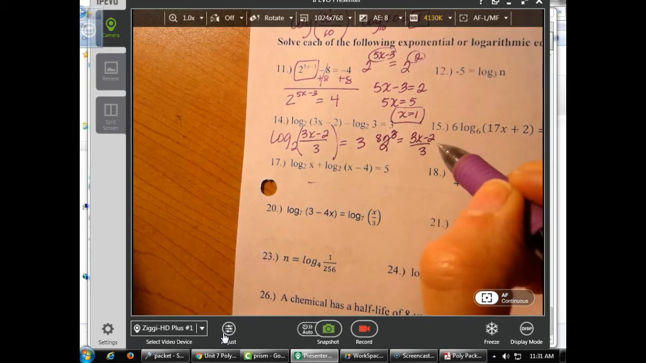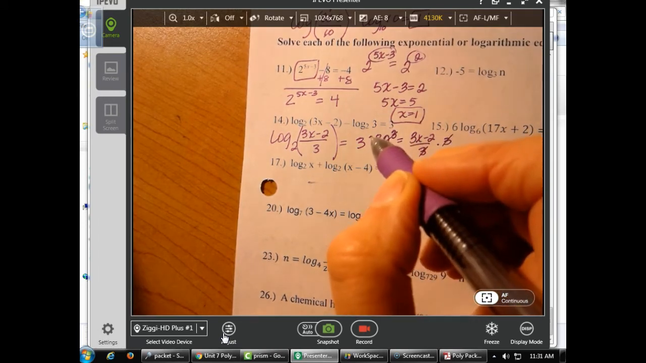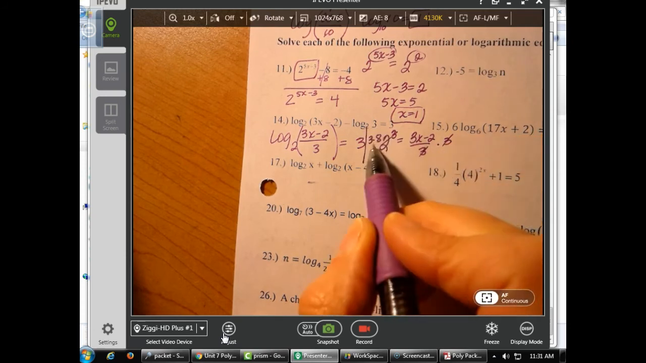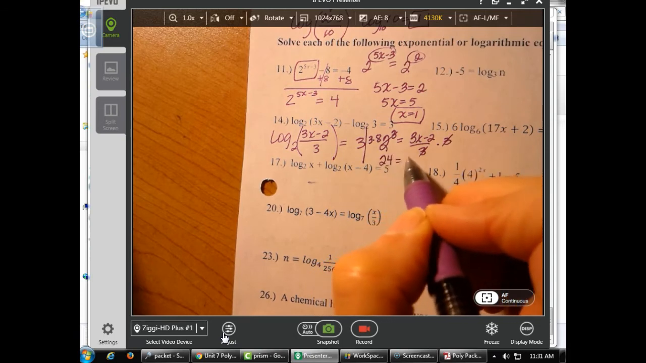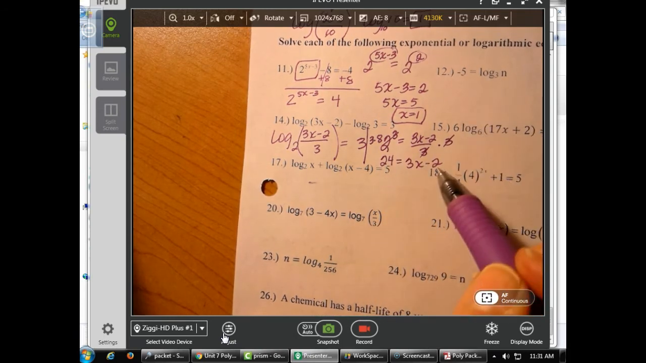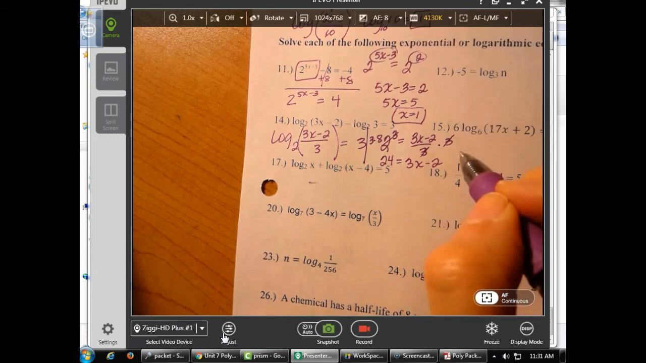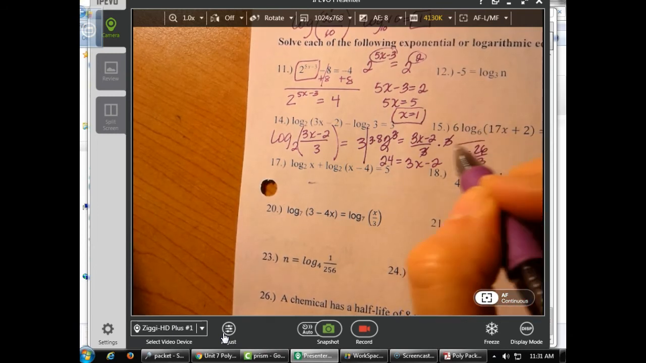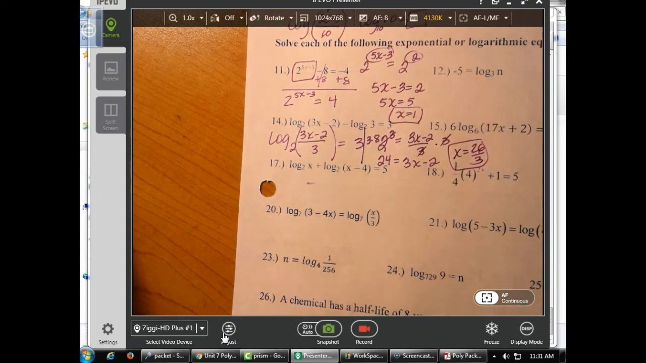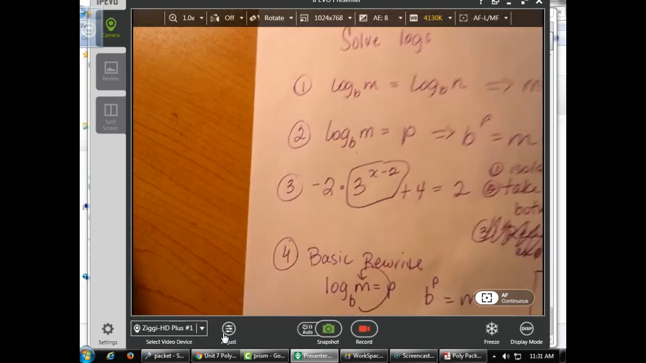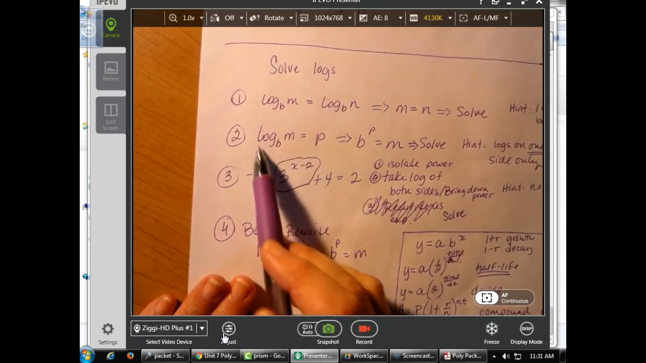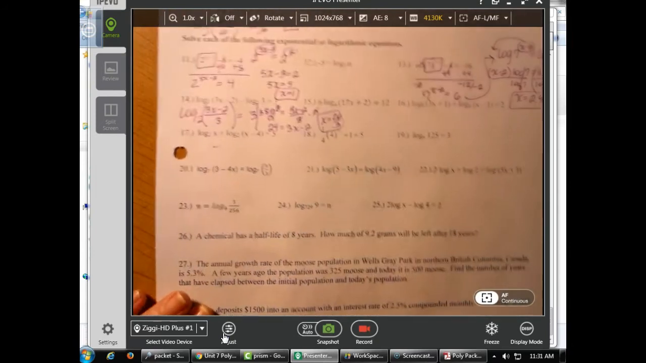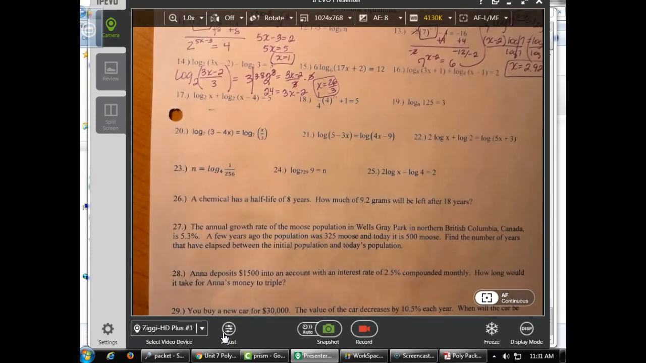So then I would multiply both sides by 3, clearing this denominator. And then, on the left side, I have 8 times 3, which is 24, is equal to 3x minus 2. So add 2, get 26, and then divide by 3. So it's just going to be 26 divided by 3. All right, so that's another type of problem. And that would be, if you wrote down the notes on the back, the second one right here, where you basically get it down to 1 log on the left side. Let's do one more like that, and that would be like number 25.